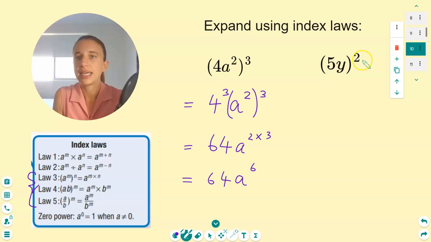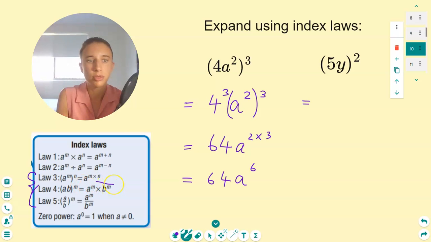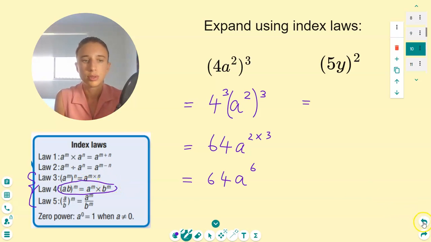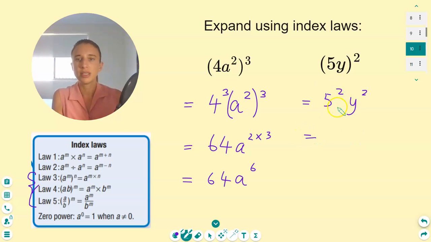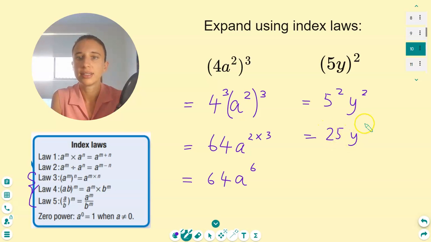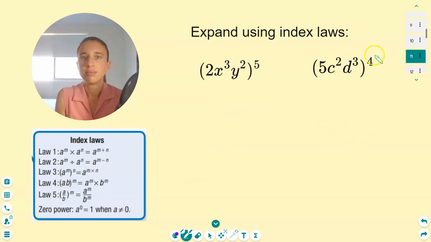Let's look at this one. 5y in brackets squared. I know that each of the terms in this bracket must be raised to the power. If we come back down here, it looks most like law 4. Each term must be raised to the power. So 5 squared, y squared. And then I can evaluate that a little bit because that's a normal number. 5 squared is 25, so 25y squared.